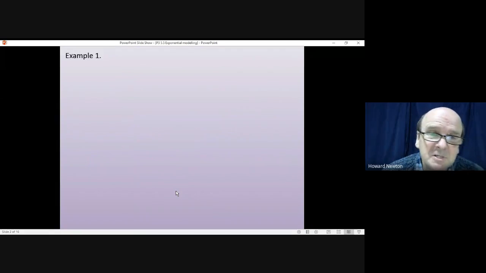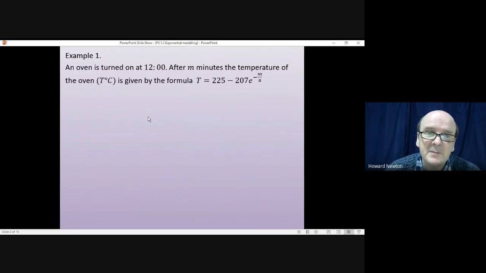Now, the easiest thing to do is to go straight into an example. There isn't really any new theory in this lesson, and things should become very clear as we work through an example together. And the example in this case is about an oven. The oven is turned on at 12 noon. And after m minutes, the temperature of the oven is given by the formula T equals 225 minus 207 e to the power of minus m over 8.